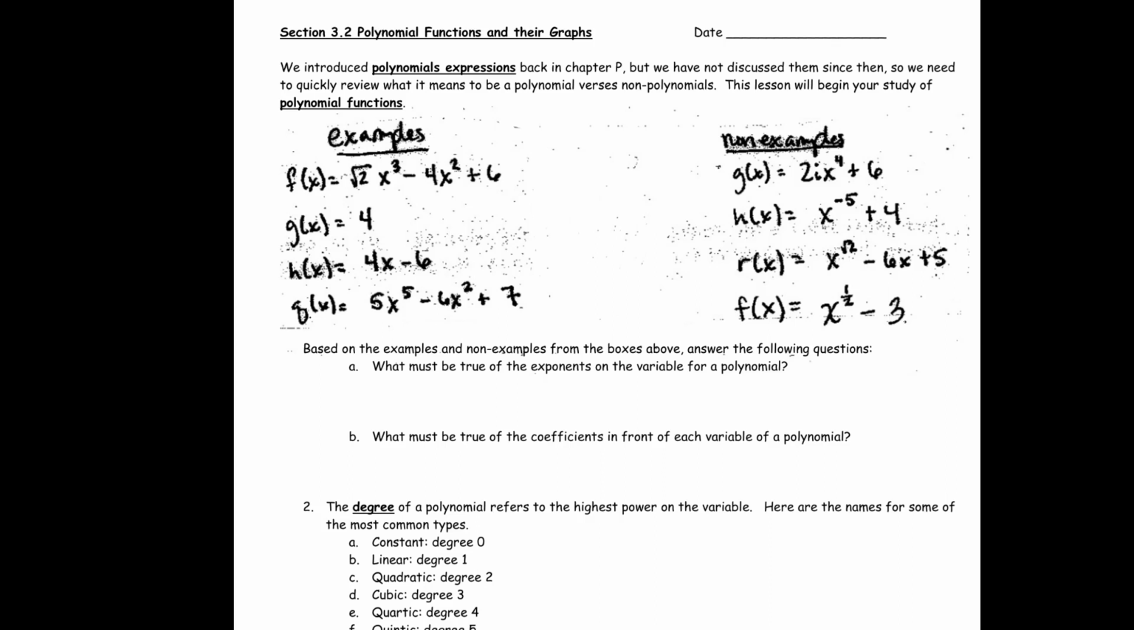It says, we introduced polynomial expressions back in chapter P, but we have not discussed them since then as far as what characteristics are involved. So let's quickly review what it means to be a polynomial versus not. Here's some examples. Take a look at the examples of what would make a polynomial and the non-examples off to the side. Based on these above, I'd like you to answer these two questions. A, what must be true of the exponents on the variable for a polynomial? And B, what must be true of the coefficients in front of each variable of a polynomial? Why don't you, with your new partner, discuss these two questions, and then we'll share the answer as a class.